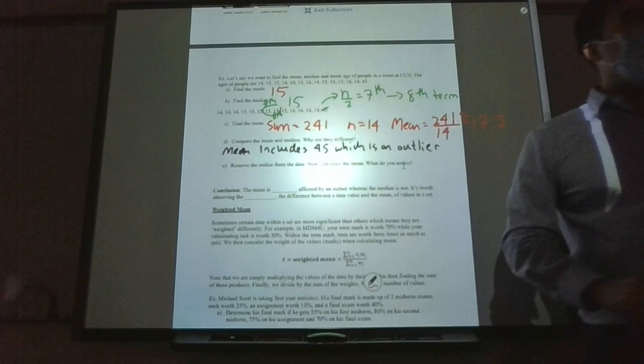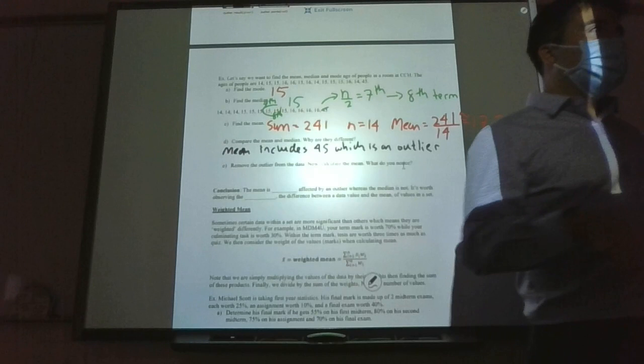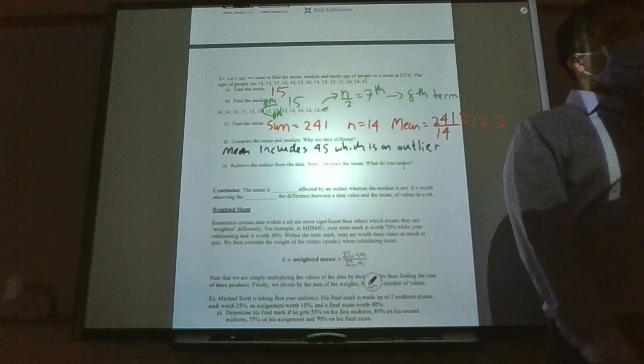So who's that 45-year-old person? Probably a teacher, right? Or a staff. So that 45-year-old person actually threw that mean completely off the walls, right? Because it actually should have been a lot lower. It should have been closer to 15. And because we add that 45-year-old, it shifts it all around. So because of that change, then obviously the mean and the median are going to be quite different in this case.